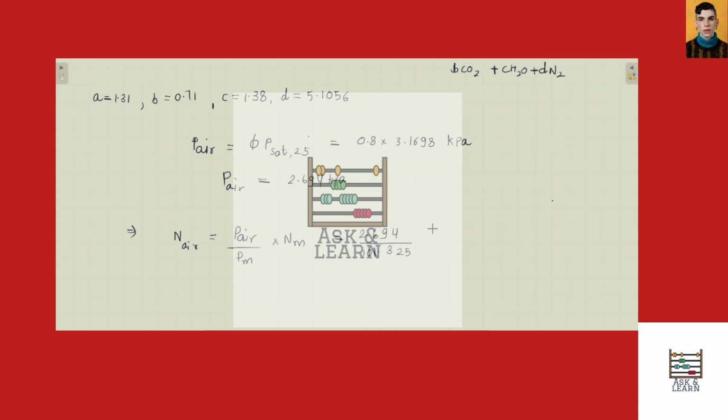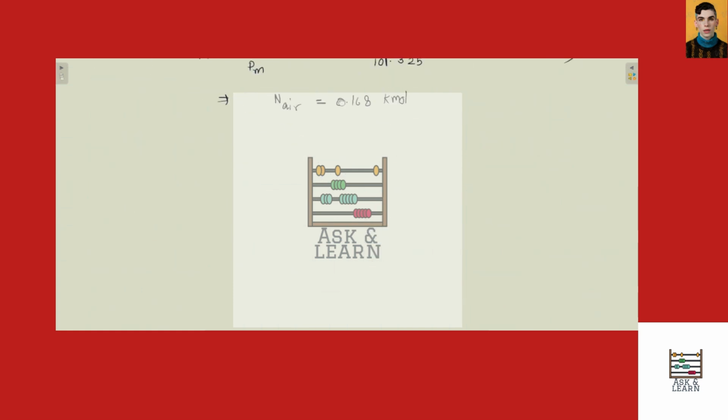101.325 multiplied by 4.76 A. The value of A is 1.31 plus N air. So when we solve this equation, we can find the value of N air, that comes out to be 0.168 kilomoles. Now, with the help of this, we can rewrite the chemical reaction, and we can find the value of the air fuel ratio.